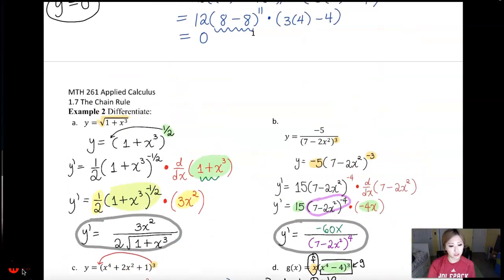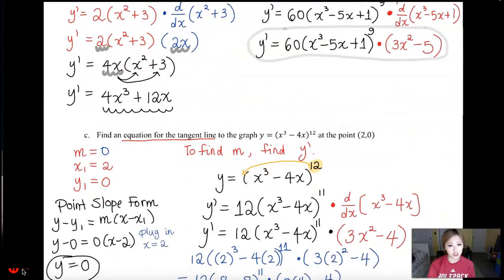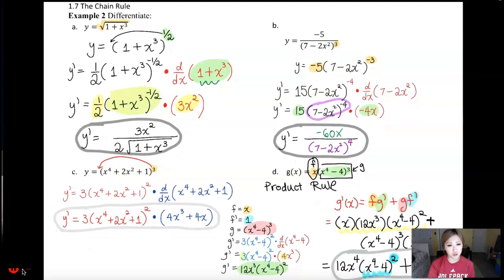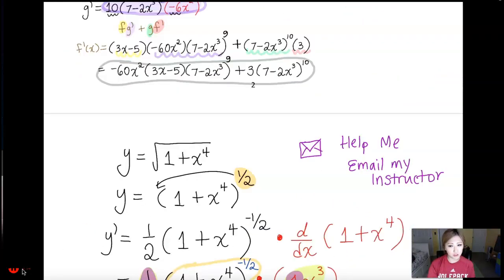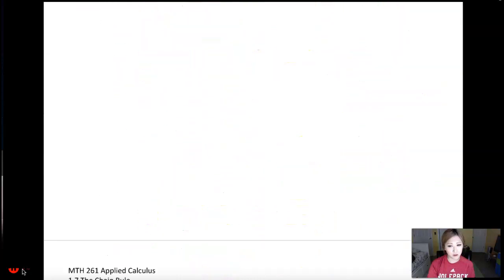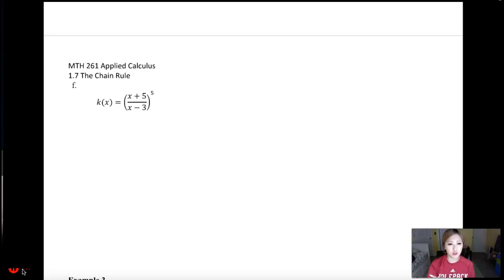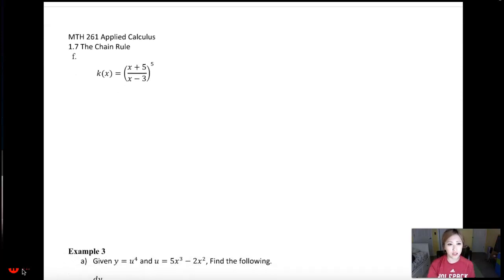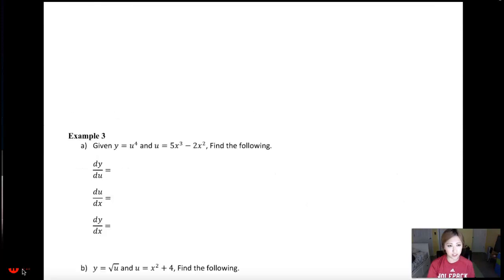Hey guys, this is for Math 261 Applied Calculus 1, and we did start the chain rule notes. We did the first page, we finished all the examples on the second page, but we did stop. Okay, here it is. On the third page, we are going to finish this k of x, and I will also record the rest of the examples, example 3 and example 4, and that will be it for section 1.7.